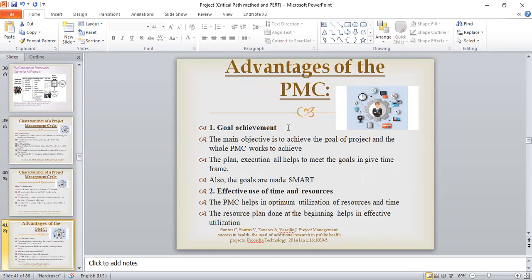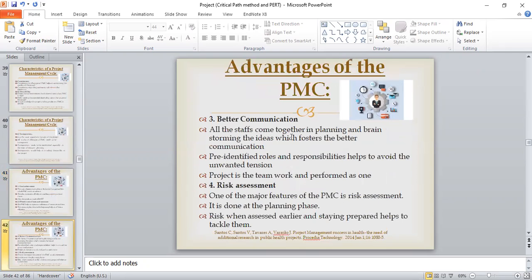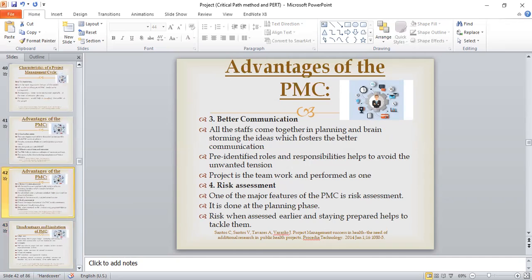Advantages of the project management cycle: through a proper project management cycle, we can aim to achieve the goal of the objective, and the whole PMC works to achieve it. And goals are smart and effective. We can effectively use time and resources, with optimum utilization of resources. All the staff come together in planning and brainstorming, which can foster ideas, and there is better communication. One of the major features of the project management cycle is risk assessment, which is done at the planning phase, and risks assessed at an earlier stage help us prepare to tackle them.